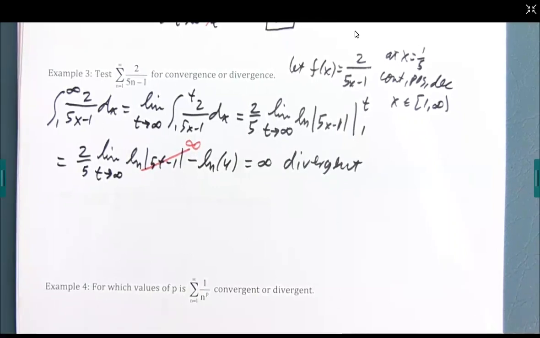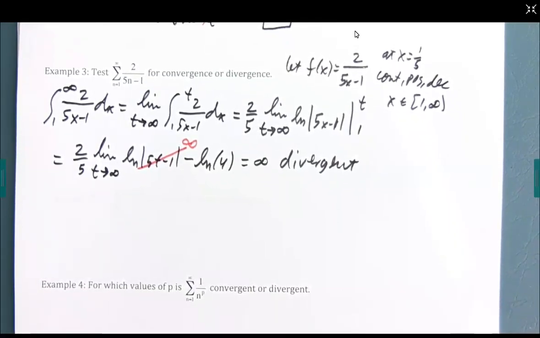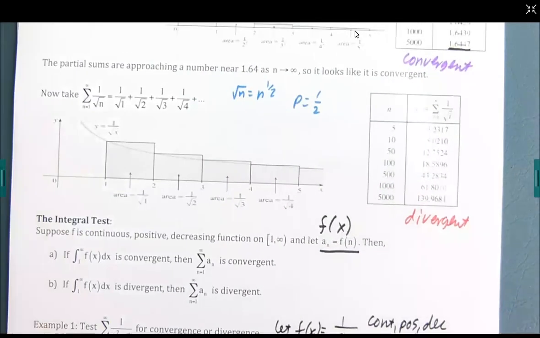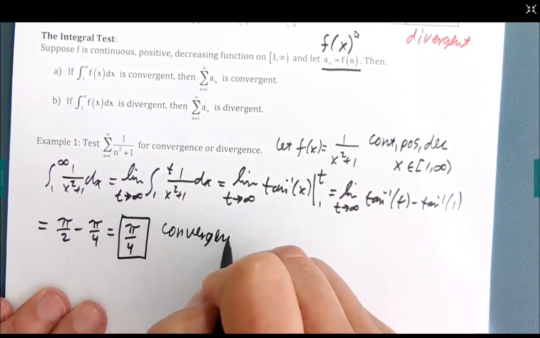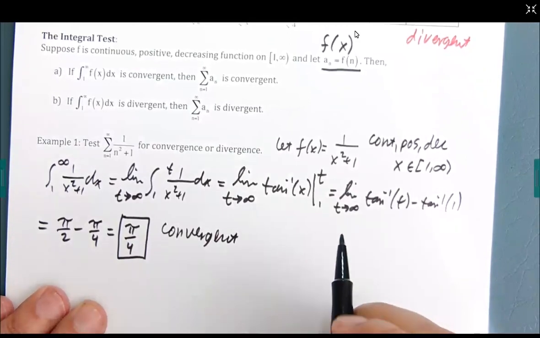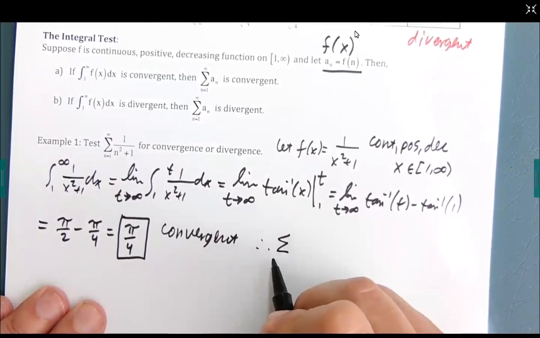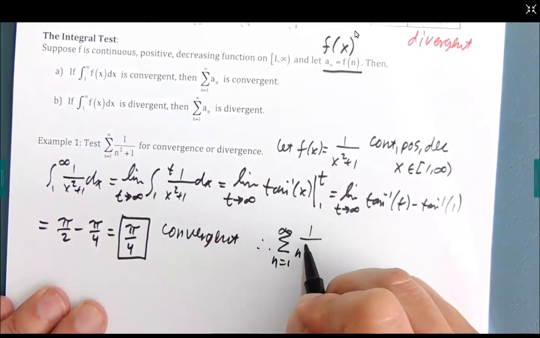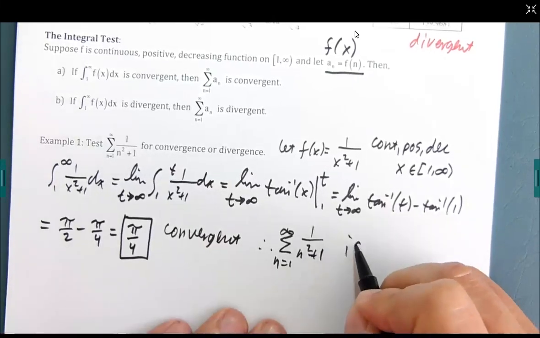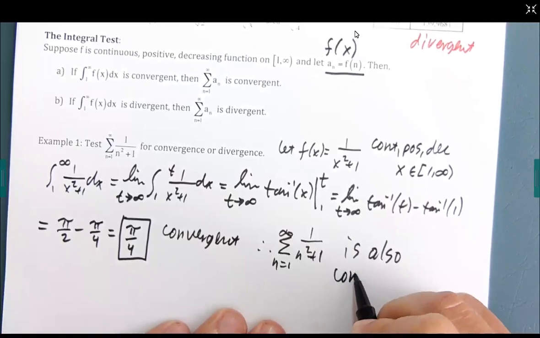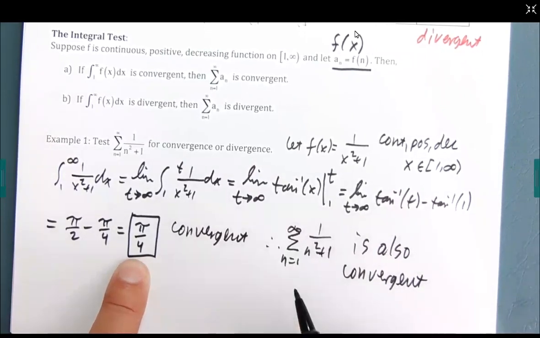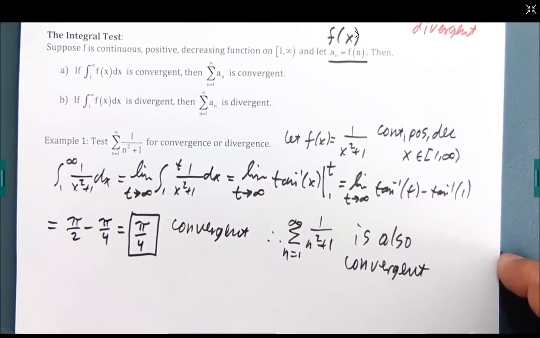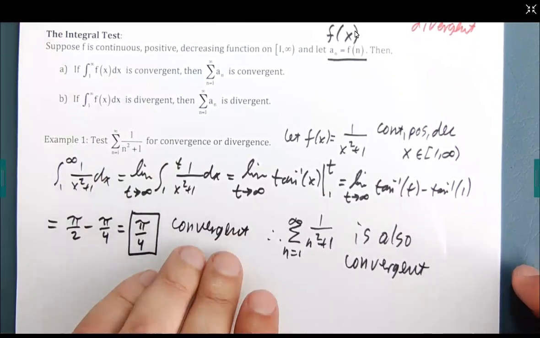Now, I want to clarify something. As I go back and I look here, this is convergent. This integral is convergent. All that means is my summation is also convergent. And I want to be clear, this summation is not convergent to pi over 4. We don't know what it's convergent to, and that's okay. We don't need to know at this point what it's convergent to, we just need to know that it's convergent. That's all that matters.